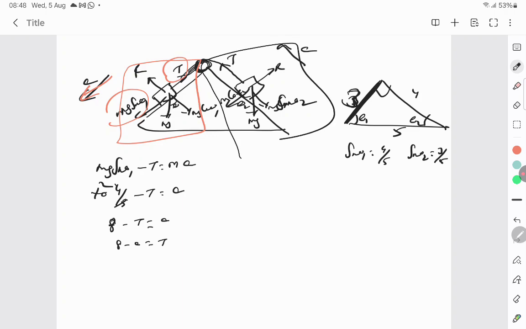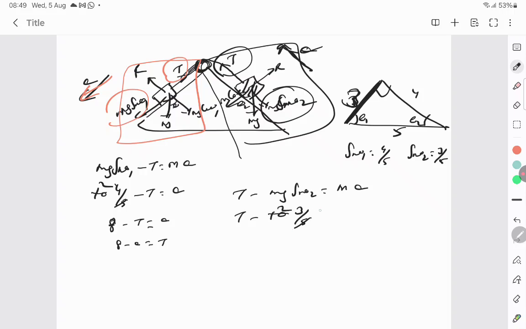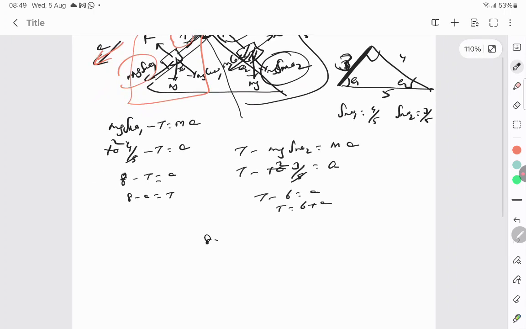Let's go to this free body diagram. Since the acceleration is upward, this tension should be greater than mg sin theta 2. So T minus mg sin theta 2 is equal to mass into acceleration. But anyway, the mass is only 1 here, so tension minus 10 into sin theta 2, which is 3 by 5, is equal to 1 into a. T minus 6 is equal to a. T is equal to 6 plus a. So 8 minus a is equal to 6 plus a. So 2a is equal to 2, and a is equal to 1 meter per second squared.